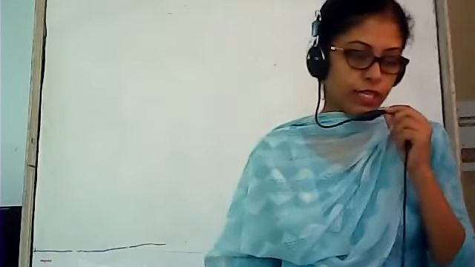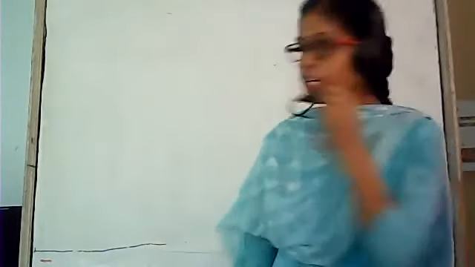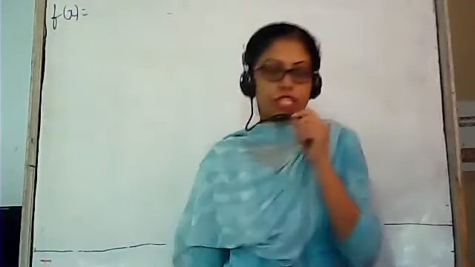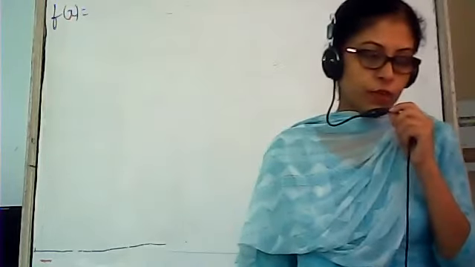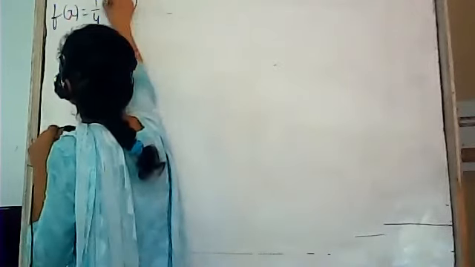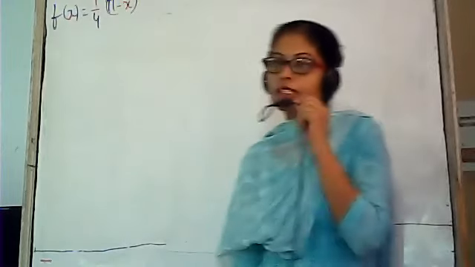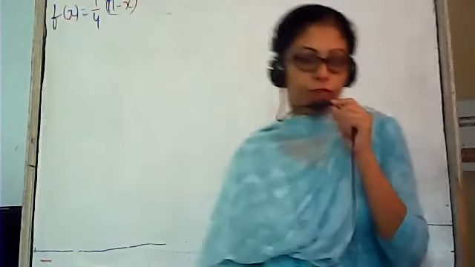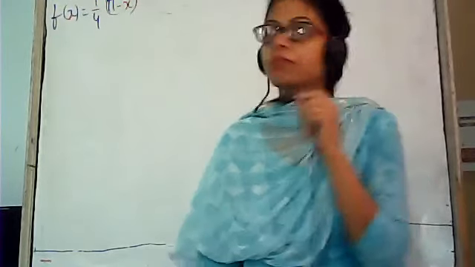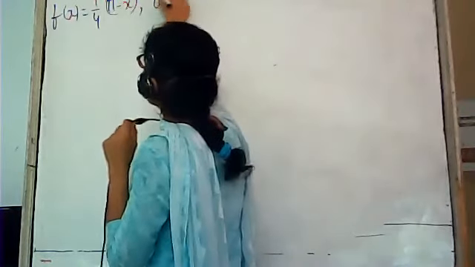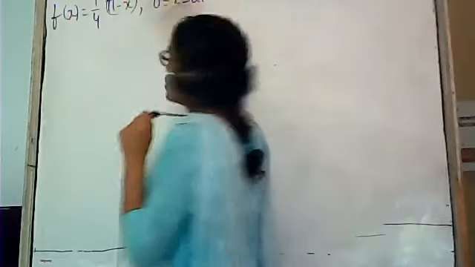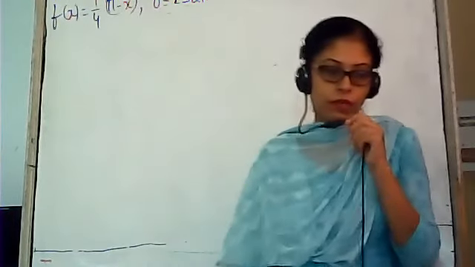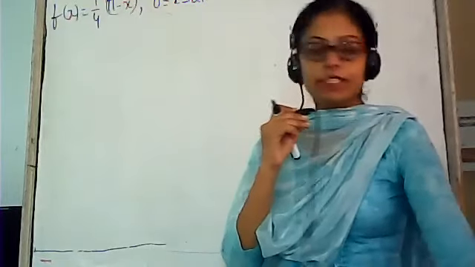Obtain the Fourier series to express the function f of x is equal to 1 by 4 (pi minus x) the whole square, where x varies from 0 to 2 pi.